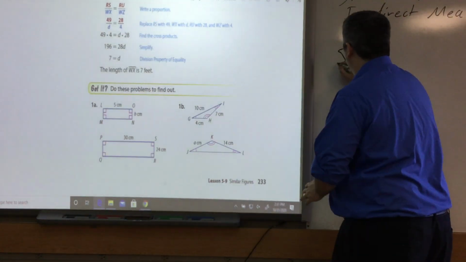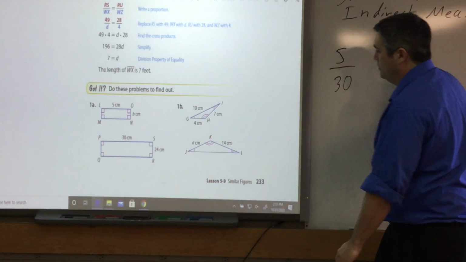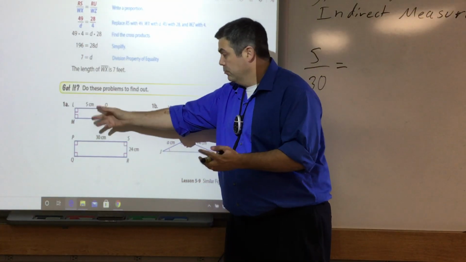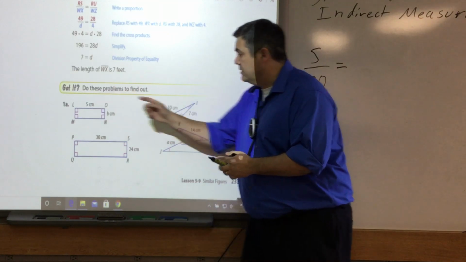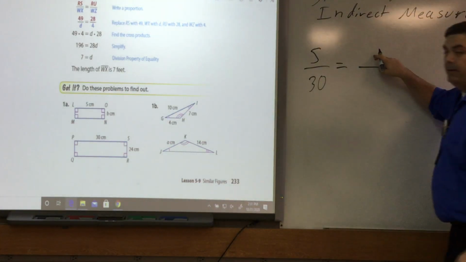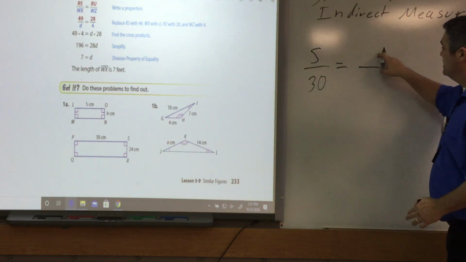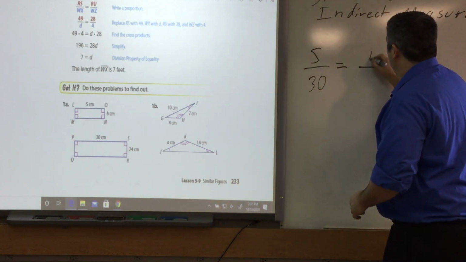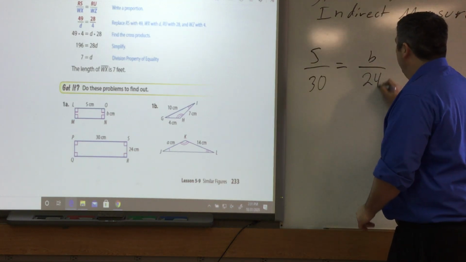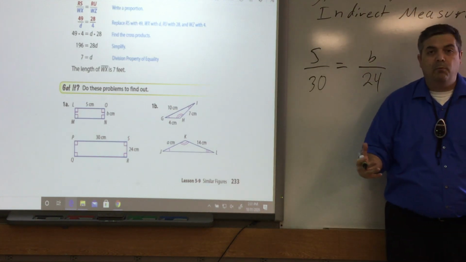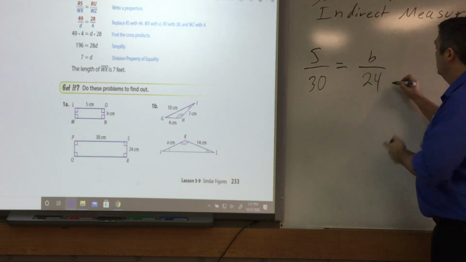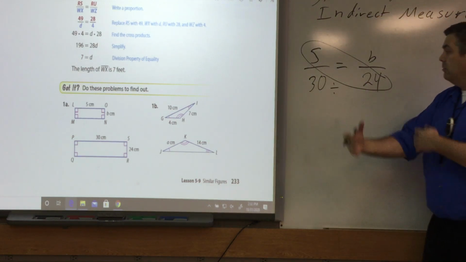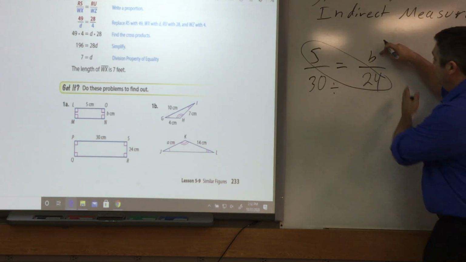So 5 over 30 is equal to, and because I did the small rectangle first, then up here, same to same, remember? This has to be the small rectangle if I set it up like this. So now I've got B over 24, and now I can just solve the proportion: cross multiply, divide. 24 times 5 divided by 3. That's all we have to do in order to solve for B.